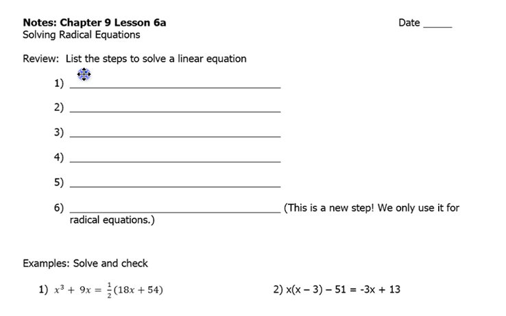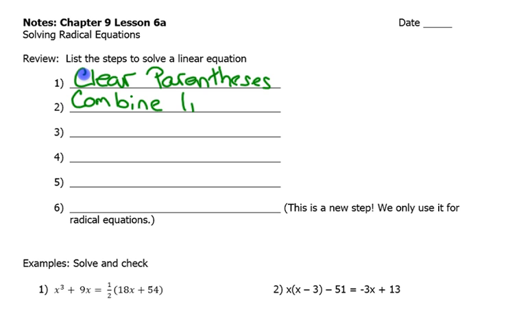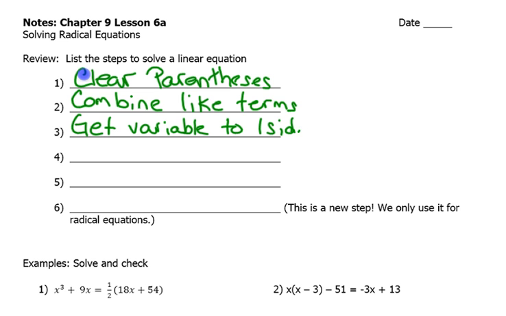We have to first clear the parentheses. Then we're going to combine any like terms. Then we're going to get the variable to one side. We are going to cancel any adding or subtracting. We're going to cancel the coefficient.